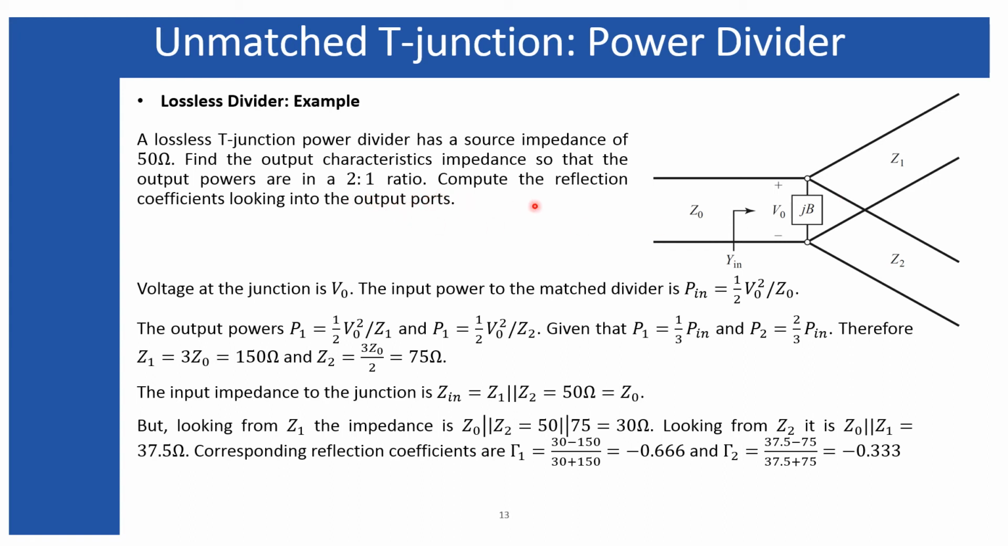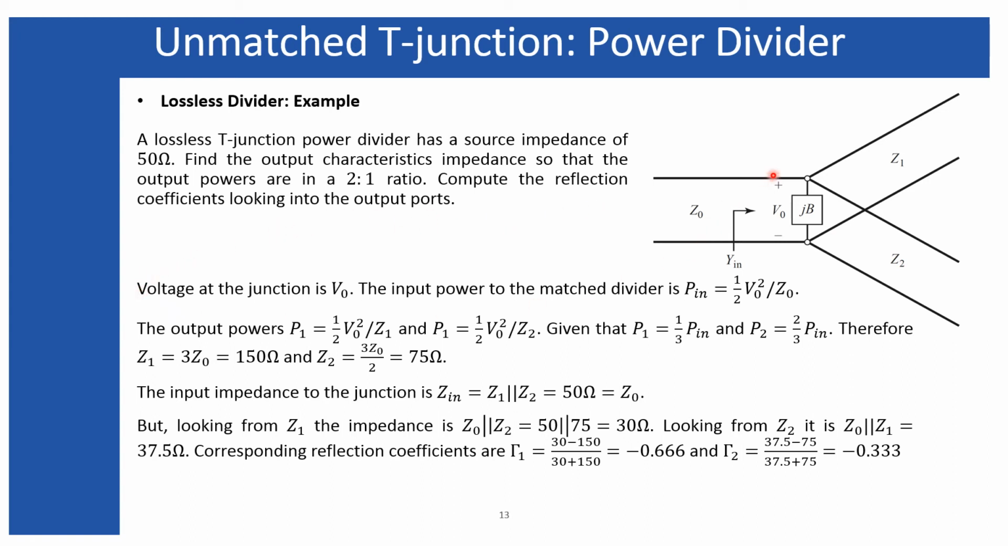Along with that, compute the reflection coefficient looking into the output ports. As I told, when you look from these two output ports, the impedances are not matched. So when you excite this port, either Z1 or Z2, definitely you are going to expect some reflected wave, and that reflection coefficient we have to calculate over here.